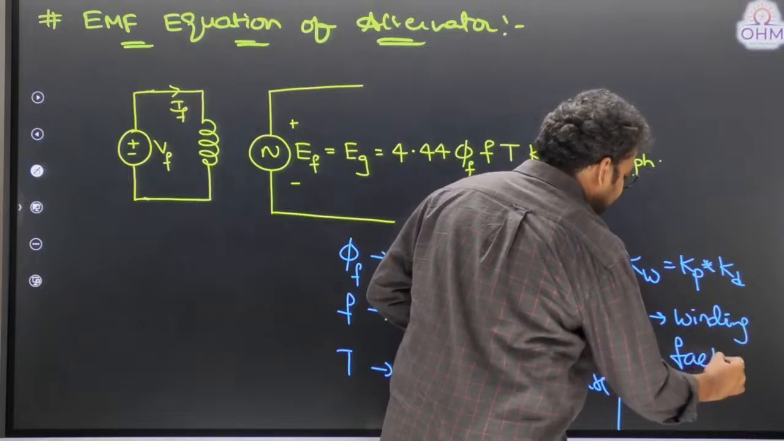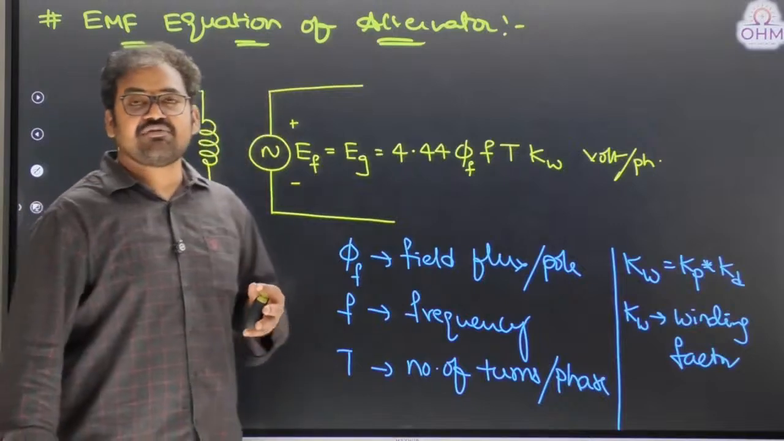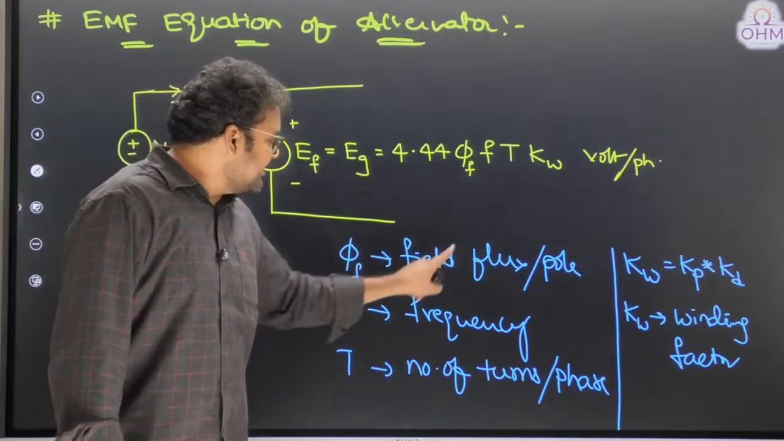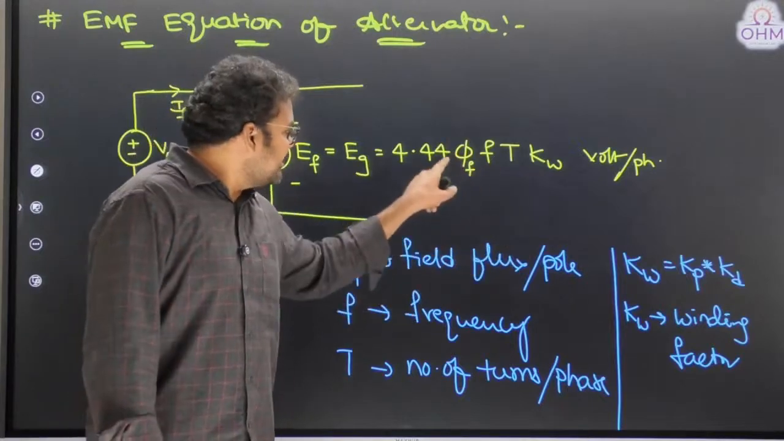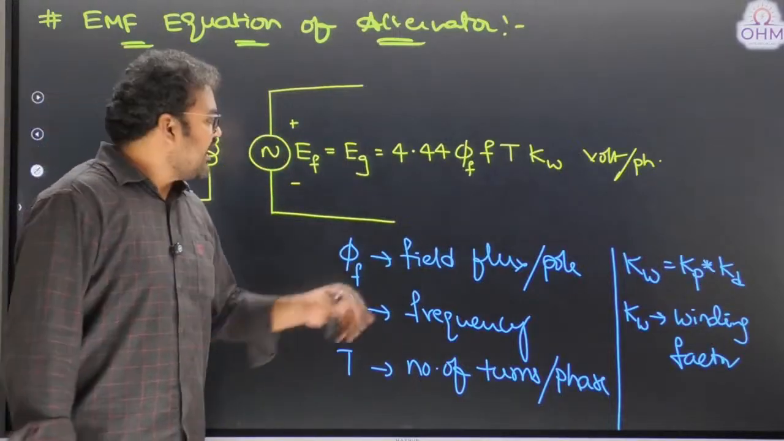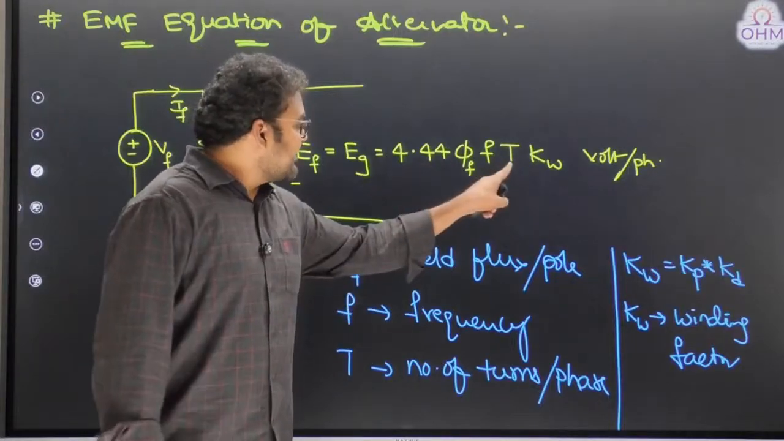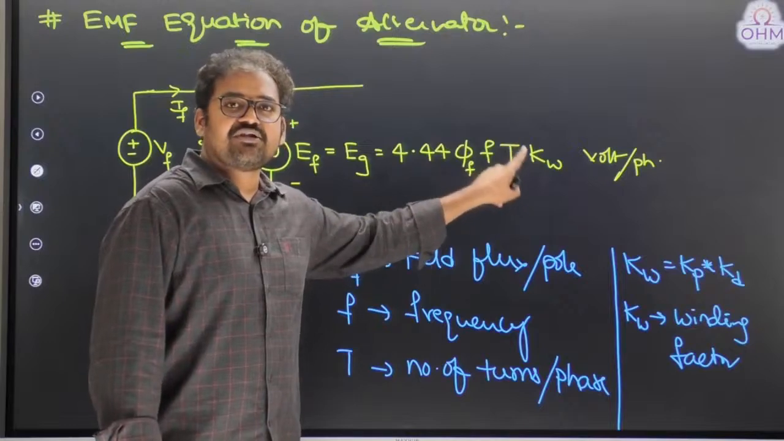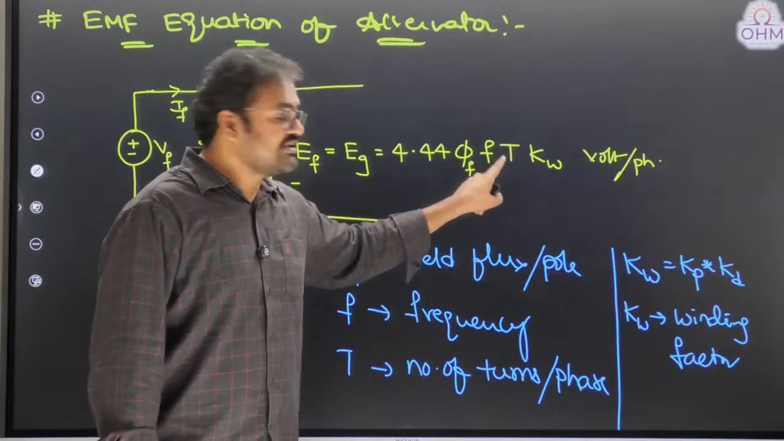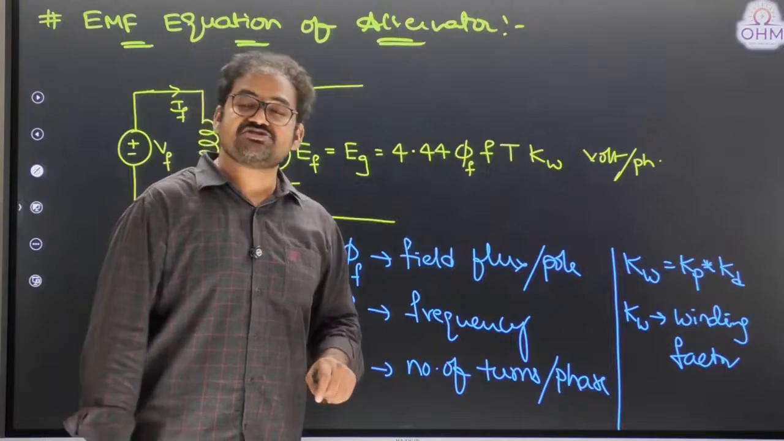So we also call it the winding factor of the machine. Understand? If you use this equation, you will be able to get the generated EMF of the alternator. Remember, phi f is nothing but field flux per pole, and this field flux magnitude will depend upon the field current magnitude. Frequency will depend upon the speed at which the machine is rotating. And T is the number of turns in armature winding per phase, not number of coils or number of conductors. And Kw is pitch factor multiplied by distribution factor.